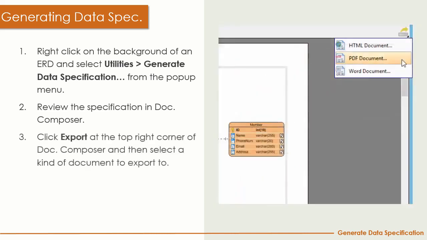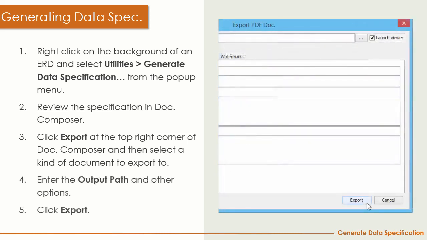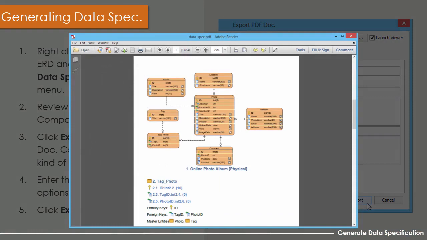If you think it is good, you can do some touch up, of course, and then you can export the document in different formats. You specify the path and export, and it will generate the document in the normal formats, including PDF, HTML, and Word. Before we move on to the details of different types of document, let me demonstrate to you how to generate the data specification from Visual Paradigm.